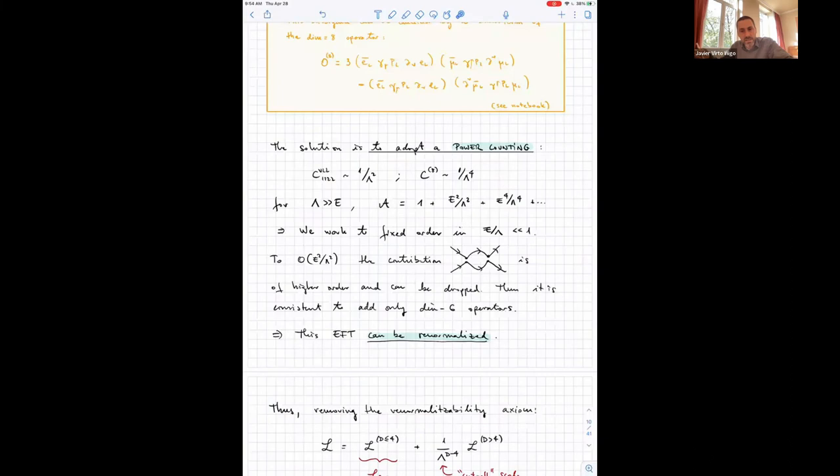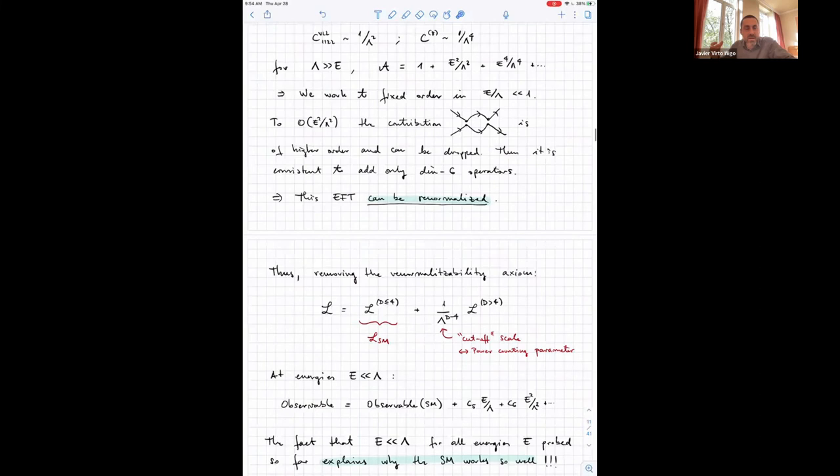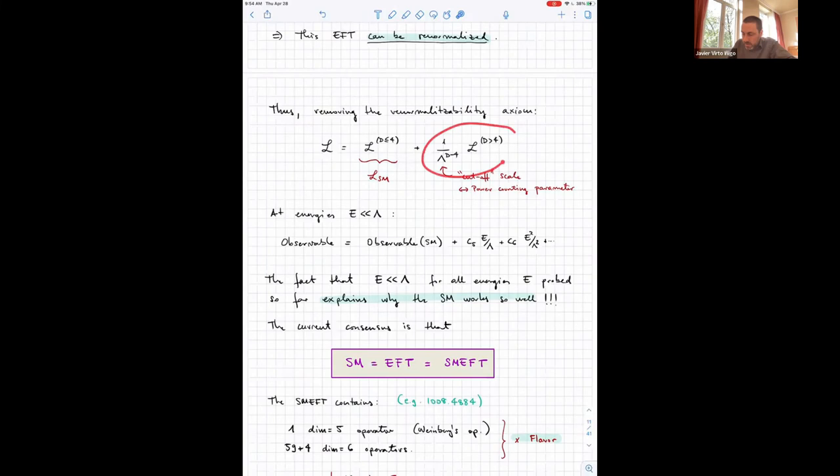So EFTs can be renormalized. We do renormalize EFTs all the time, and everything is perfectly fine. And this means that the axiom of renormalizability is now less motivated than it was before, okay? So removing this axiom, I would write the Lagrangian as the standard model containing operators of dimension less than four. And I would decide how many extra operators of higher dimension I include, depending on how precise I want to go in my predictions in the expansion of E over lambda, okay?